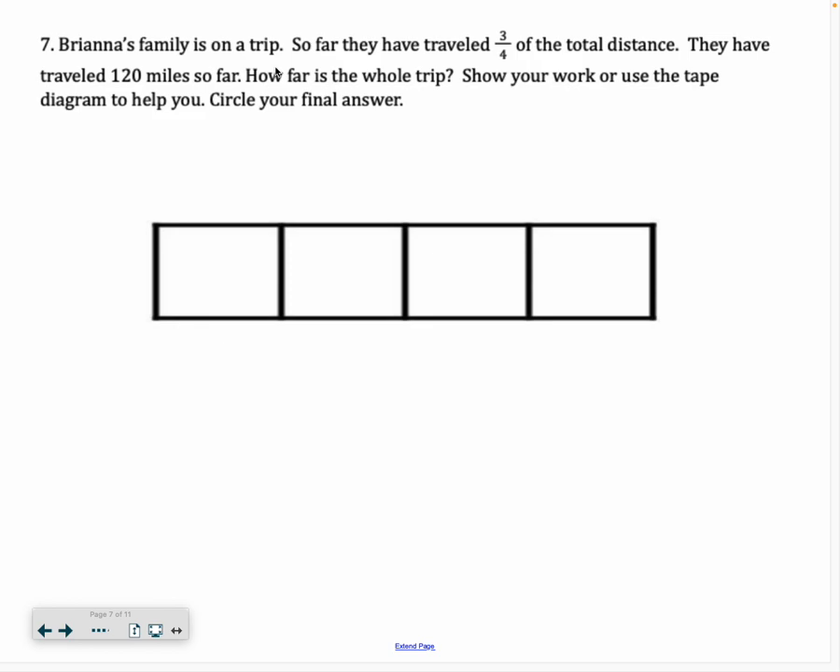So I give you a diagram here that has fourths, and we know that they've gone 3/4 of the way. So they're close to being there, okay? They're not there yet. And it tells us that they have traveled 120 miles in that 3/4 of the total distance. So that is going to be 120 miles.